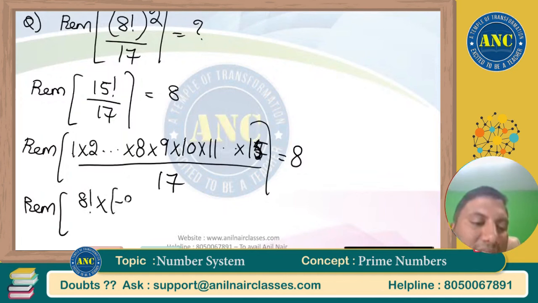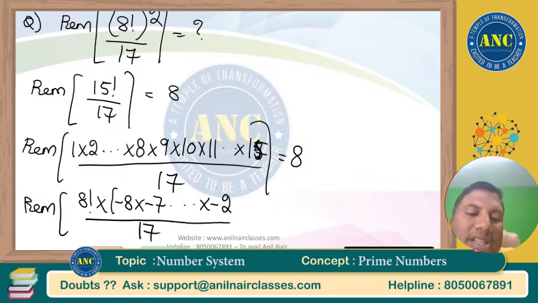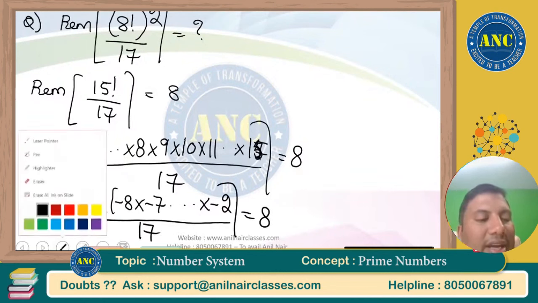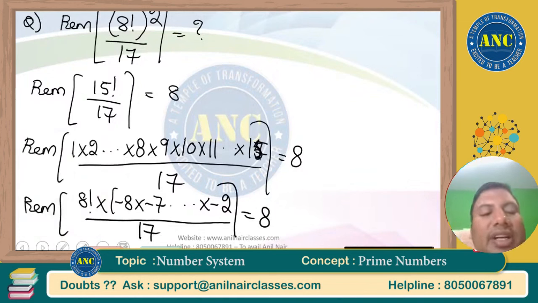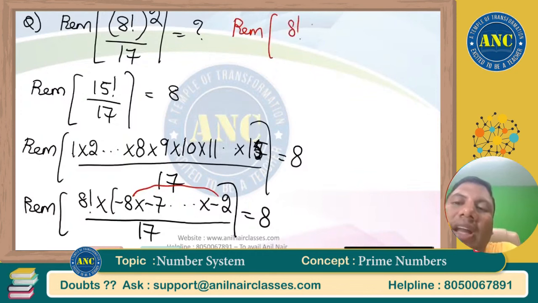9 divided by 17 is minus 8. 10 divided by 17 is minus 7. Up to 15 divided by 17, which is minus 2. 9 is 17 minus 8, and so on, minus 8, minus 7, up to minus 2. From 2 to 8 there are 7 negatives, and if I multiply 7 negatives I will get a negative. So minus 8 factorial divided by 17.